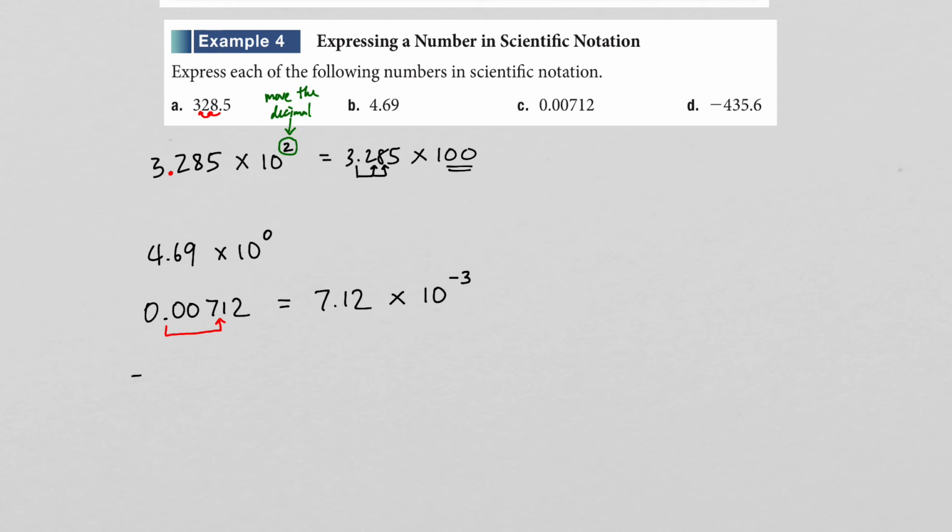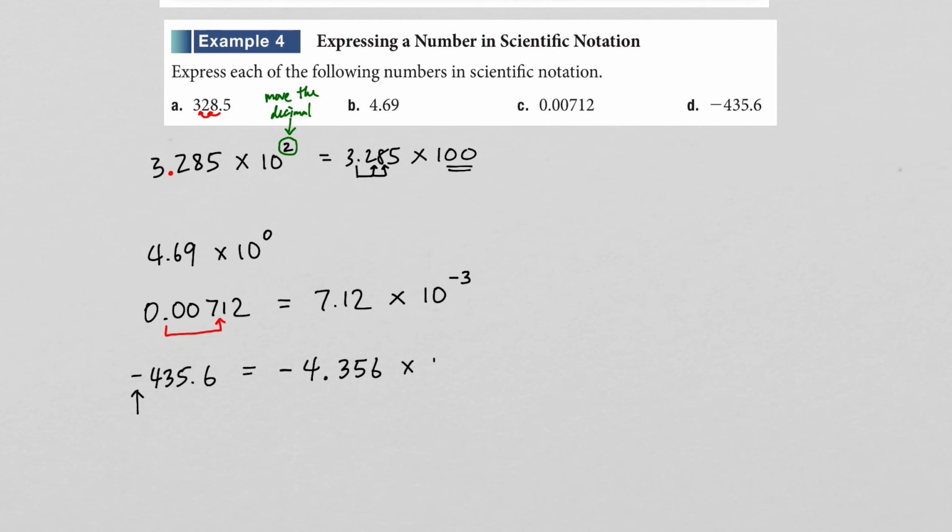Finally, we have negative 435.6. Again, I need to make that number between 1 and 10. Now, when you have a negative number like this, just simply ignore the negative sign. So we're going to focus on 435.6. We're going to turn that into 4.356 to make it a number in between 1 and 10. And then we will remember that it was negative.